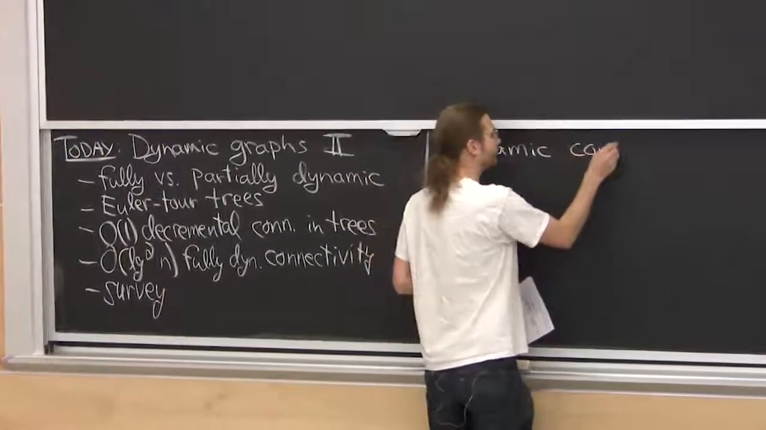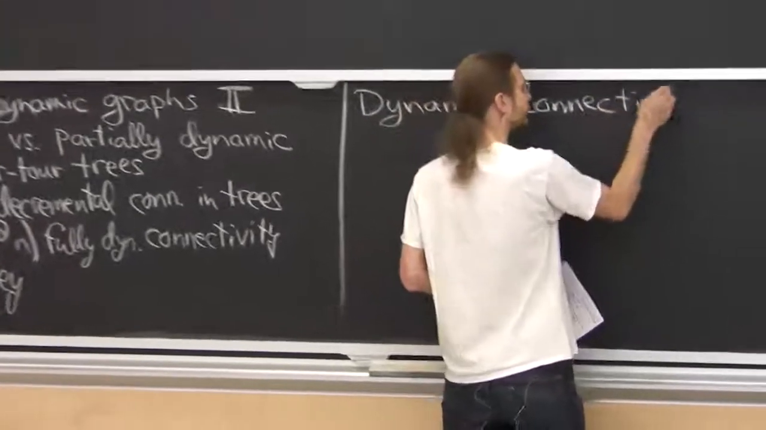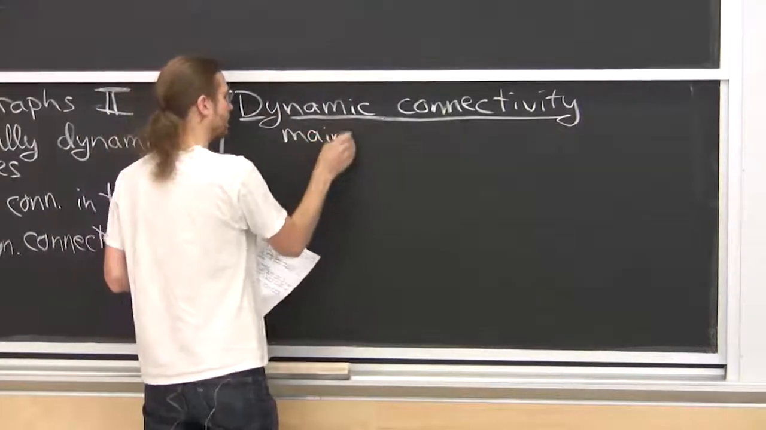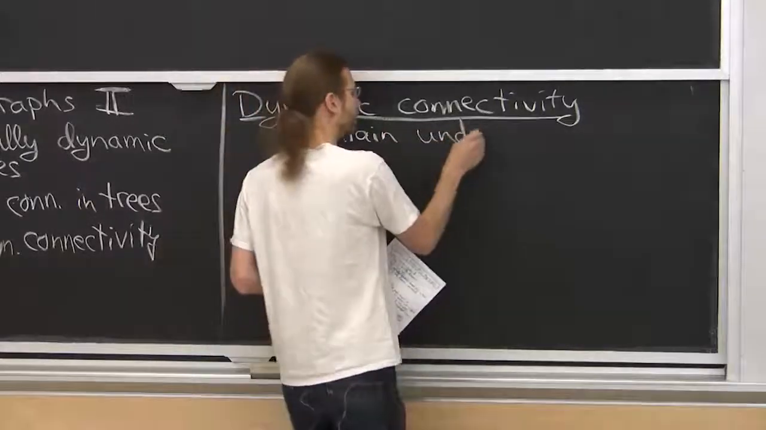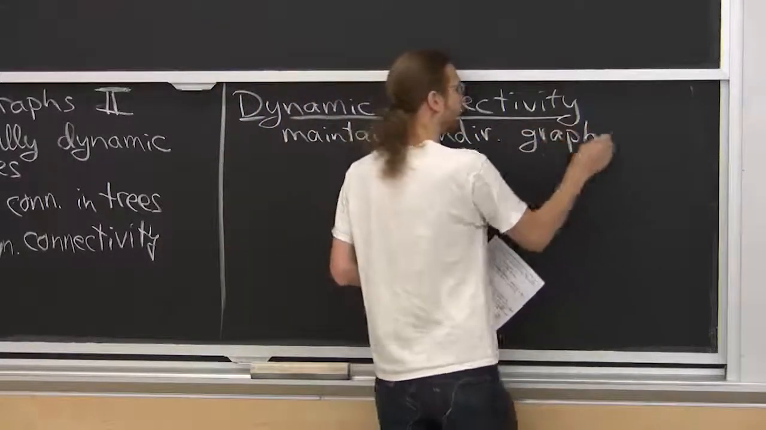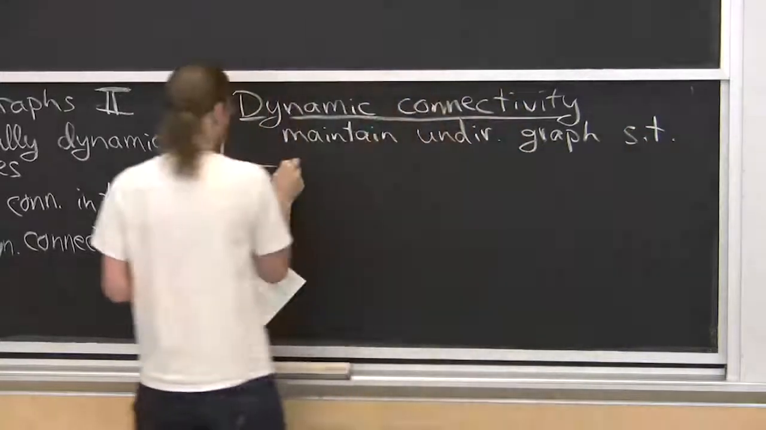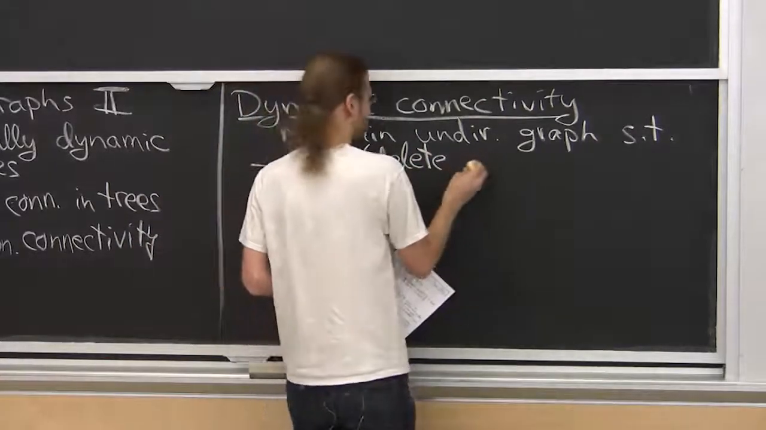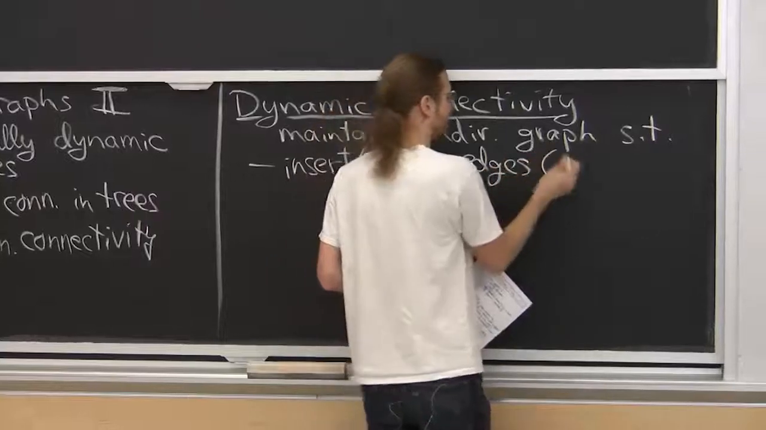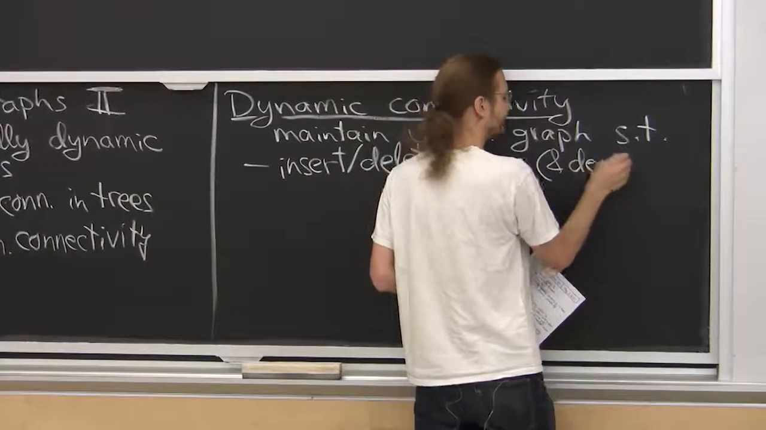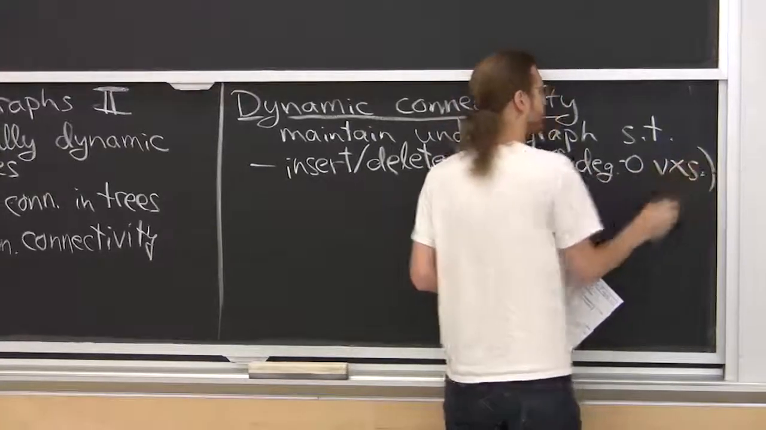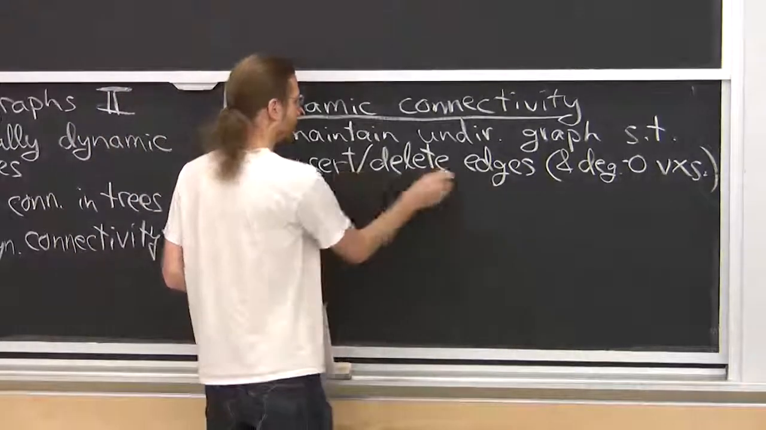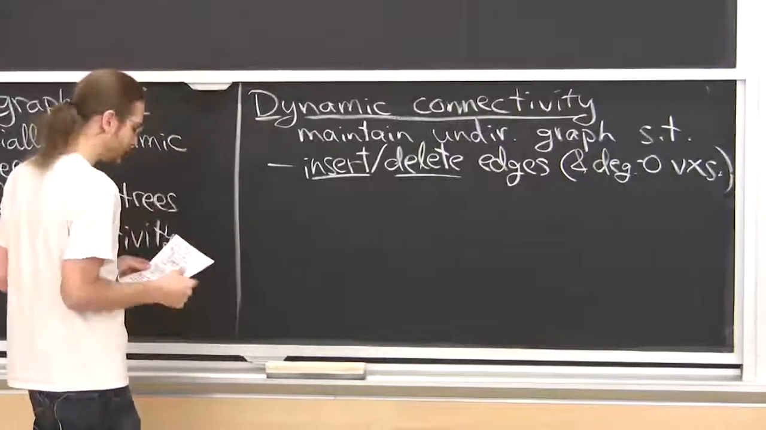So let's start out with the definition of the problem. We'll be focusing today mostly on this dynamic connectivity problem. Maintain an undirected graph subject to edge insertion and deletion. And you can also insert and delete degree 0 vertices, though we're not really going to worry about vertices. It's easy to add vertices that have no edges to them, also easy to delete them. It'd be more about the adding and removing edges incident to those vertices.